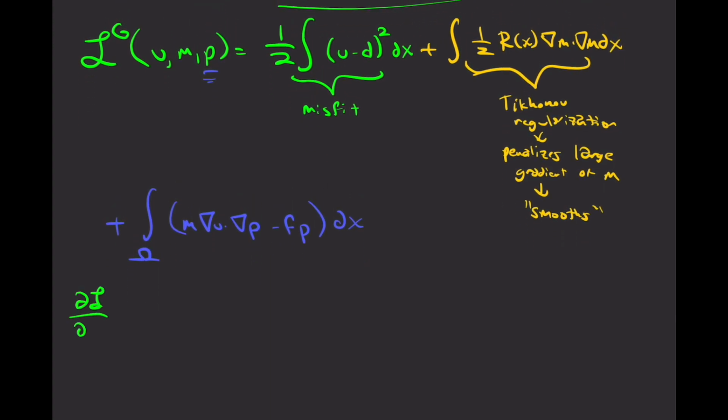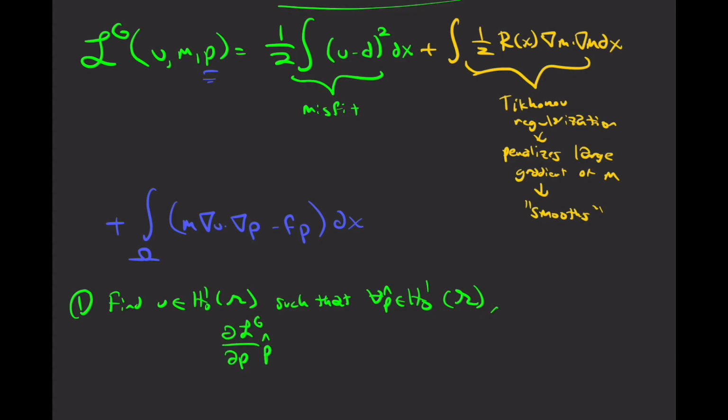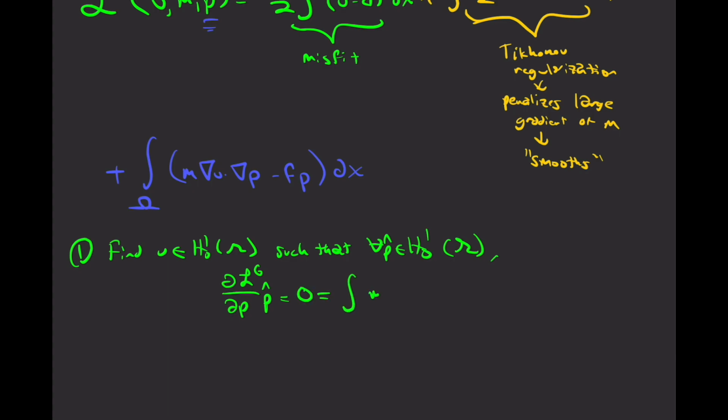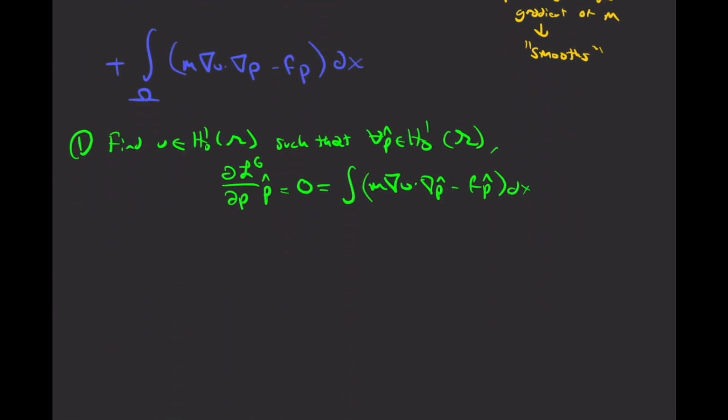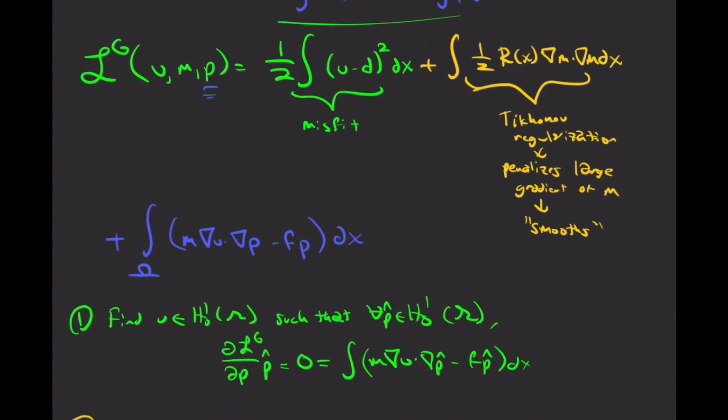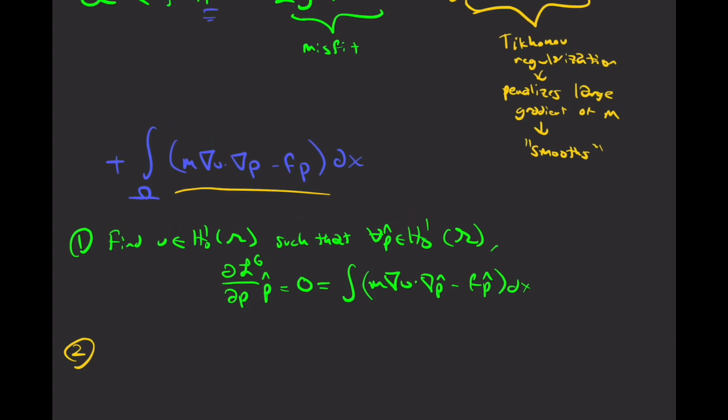And the adjoint state method just says, step 1, find u in H01 of omega such that for all p hat in H01 of omega, the partial of the Lagrangian with respect to p hat is 0. And this is just m del u dot del p hat minus f p hat dx. Notice here that it's exactly the same as our weak form, because v is a dummy variable that we vary over. So it's literally just replace v with p hat and then vary over all of them. It's the same problem that we just derived. As it should be, because we're constraining that to be true. That is what we say the physics is.